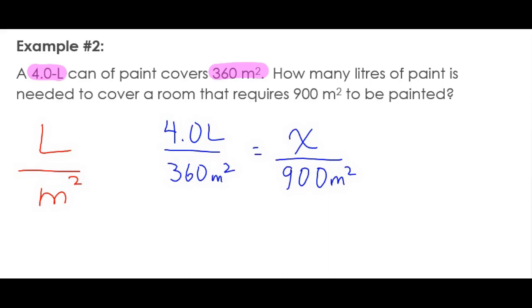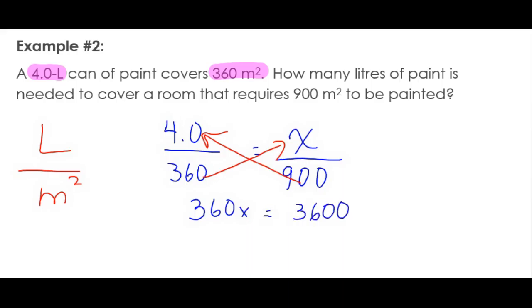Now that we see this, we have a proportion. Just remember that the square meters and the liters don't really impact my answer at all. They're just there to help you remember what piece of information is corresponding in this case. So I'm going to cross multiply. 360 times x gives me 360x. And 900 times 4, well, I know that 9 times 4 is 36. So 900 times 4 is going to give me 3600. If you need to use your calculator to solve this, go right ahead.